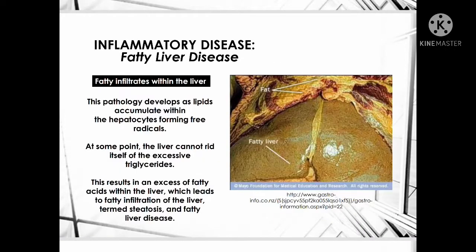Next up is fatty liver disease. These are fatty infiltrates within the liver. This pathology develops as lipids accumulate within the hepatocytes, forming free radicals. At some point, the liver cannot rid itself of these excessive triglycerides. This results in an excess of fatty acids within the liver, which leads to fatty infiltration of the liver termed steatosis and fatty liver disease.